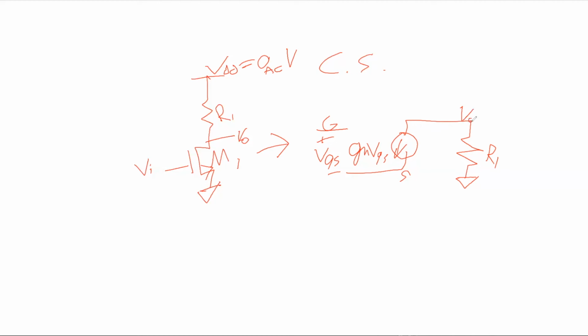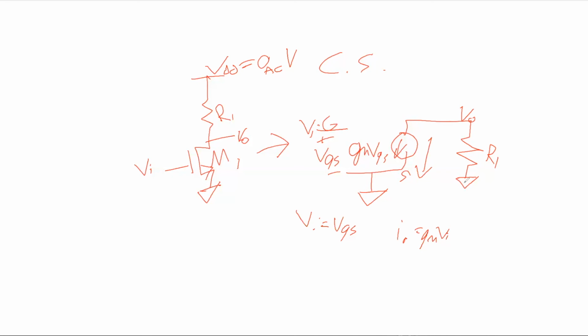And then this is just Vout. The source here is connected to the common, so we say that's also grounded. And then VI is here at the gate. So VI is actually equal to VGS, which means that the current here, the output current, is equal to Gm VI, and then there's a resistance R1.